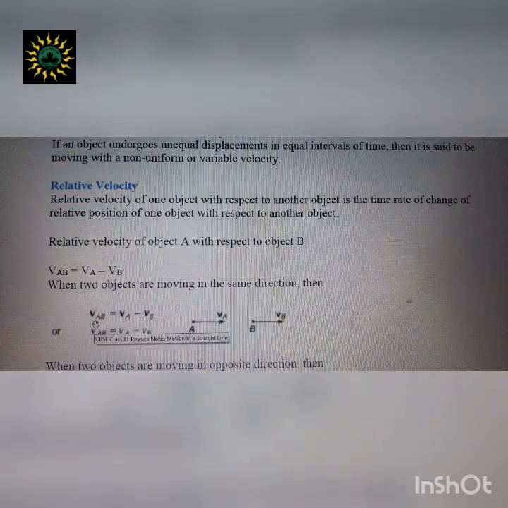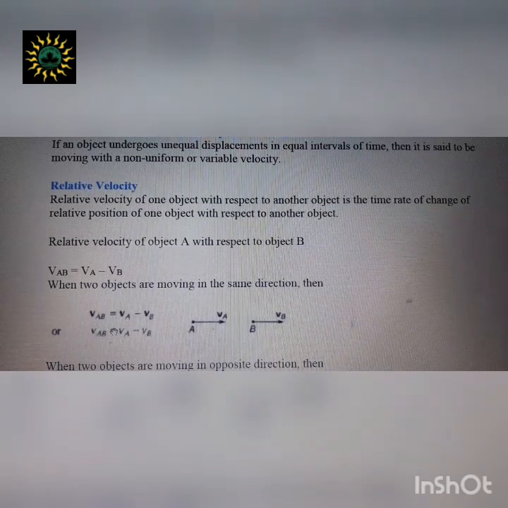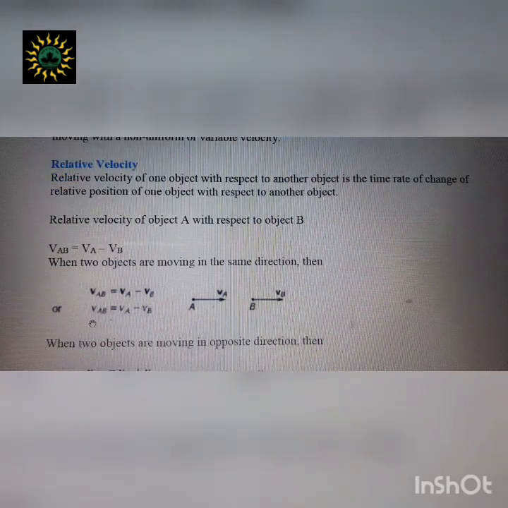Okay, now whether the objects are moving in the same direction, in the opposite direction, or making an angle between them, according to these criteria, we write 3 different expressions. Suppose both objects are moving in the same direction. In that case, it is expressed like this: VAB is equal to VA minus VB.